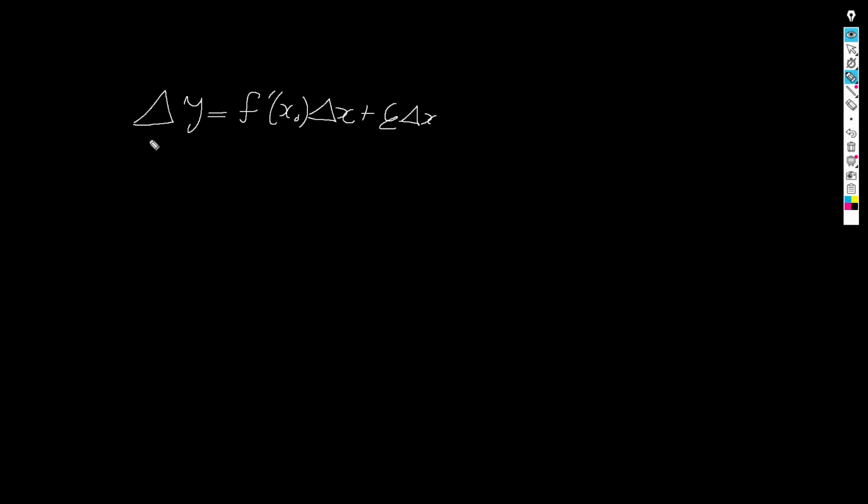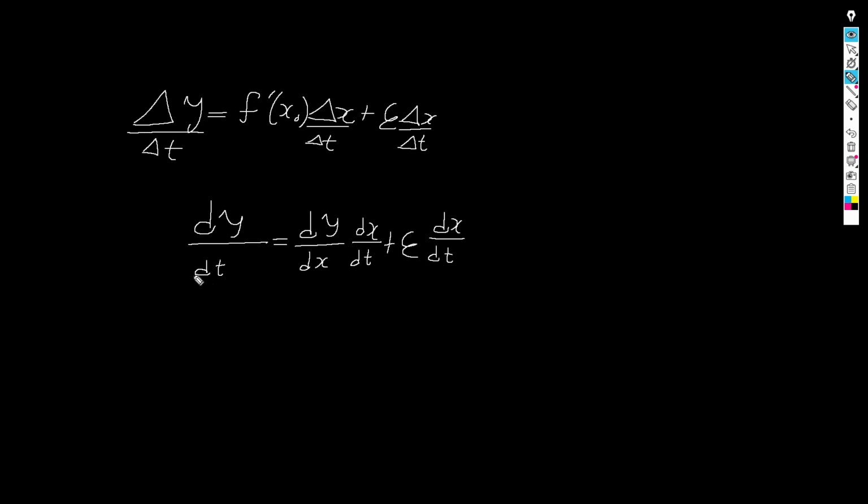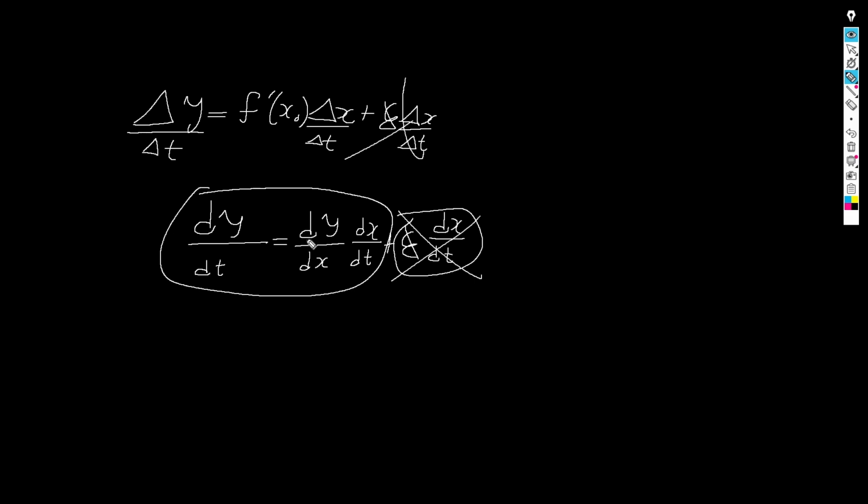Let's use that. So we have this equation that we came up with, and if we divide both sides by delta t, we get this. And if we let delta y, t, and x approach 0, we get dy dt is equal to this. And since here we let delta y approach 0, epsilon goes to 0 too. So we can just get rid of this term. So we end up with the chain rule that dy dt is dy dx times dx dt. And this is if y is a function of x and x is a function of t. So a function of a function.